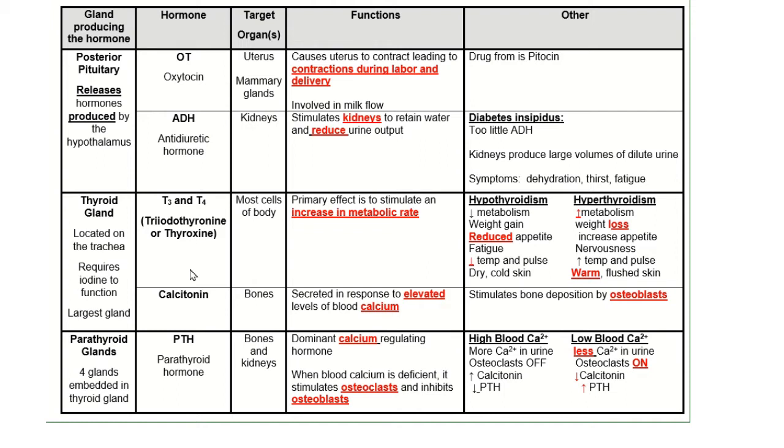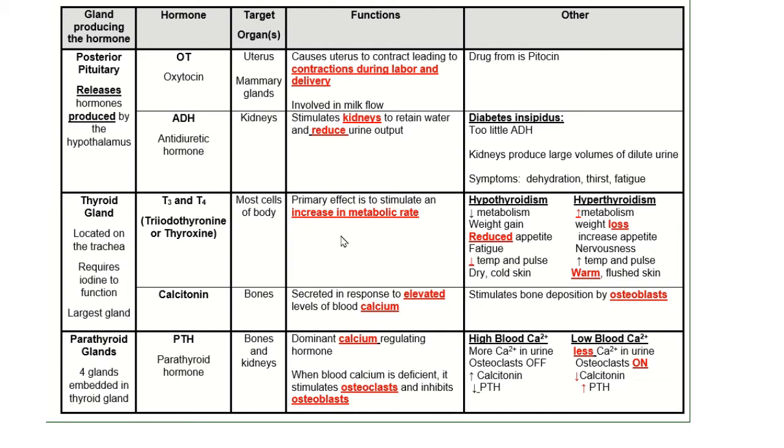Thyroid hormones have an extremely important role in the body, which is why their target tissue is most cells of the body. Their role is to stimulate and increase metabolic rates. So if you were to have a slow metabolism, it is possible it is a thyroid gland issue.